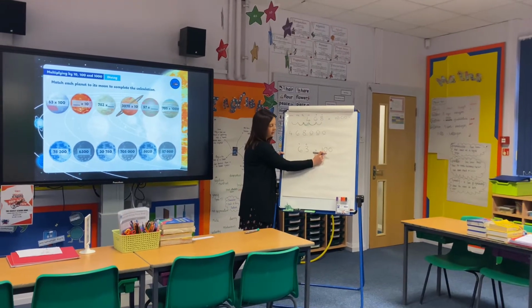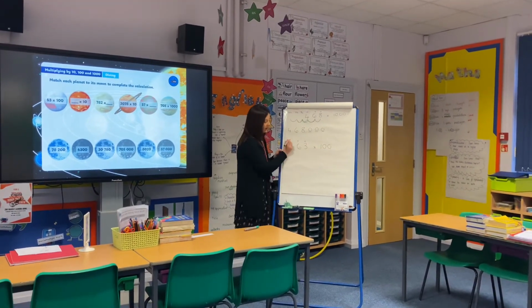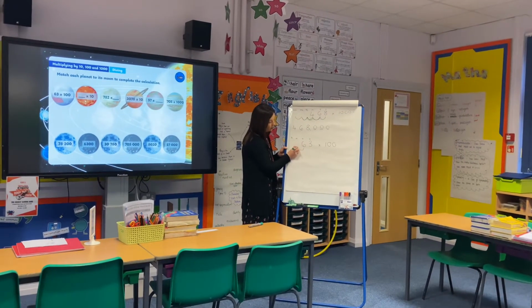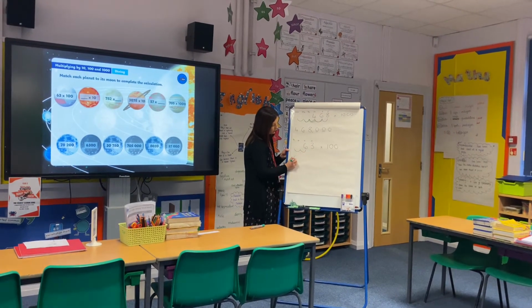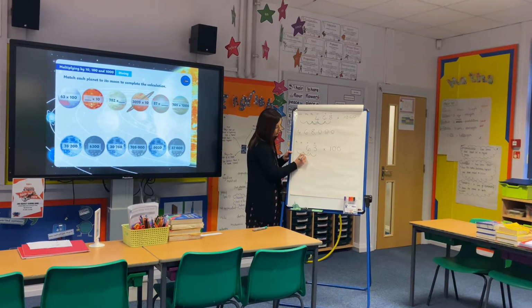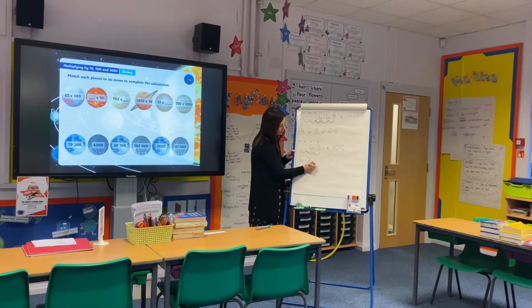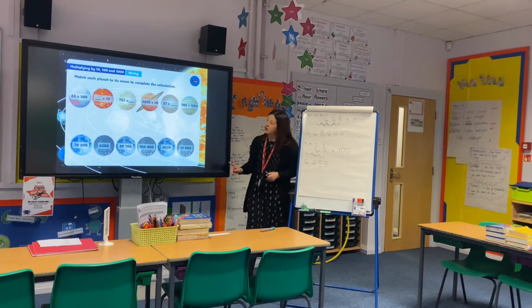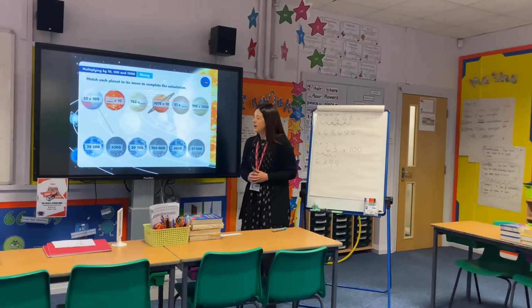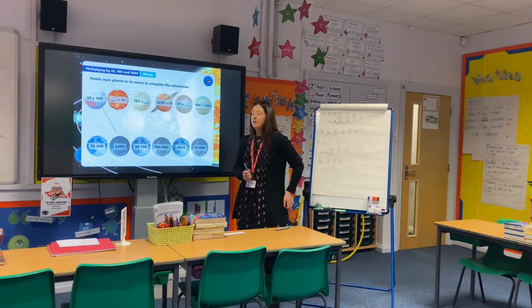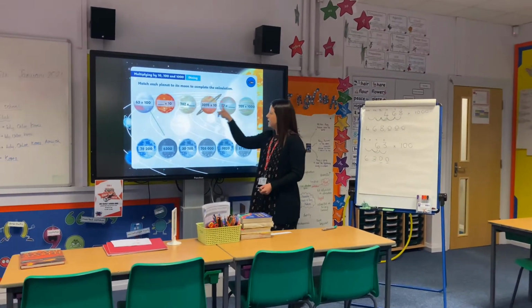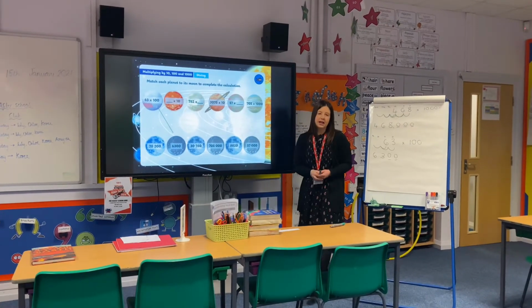I'm moving 2 places to the left. So I've got my hundreds and my thousands. 1, 2, 1, 2. I've got my 2 spaces to pop my placeholders in. So 63 times by 100 is 6,300. Can you try and match these planets to the missing calculation?